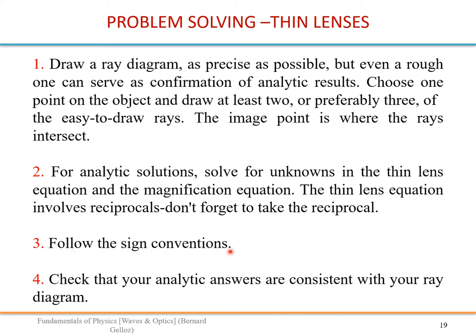So follow the sign conventions and check, this is very important, that your analytical results, which you obtain via mathematics, are consistent with your ray diagram. If you find a virtual image in your ray diagram and the equation tells you that i is positive and therefore should be real, then you should find your mistake somewhere. It could be either in the drawing or in the mathematical treatment, so be careful about that.